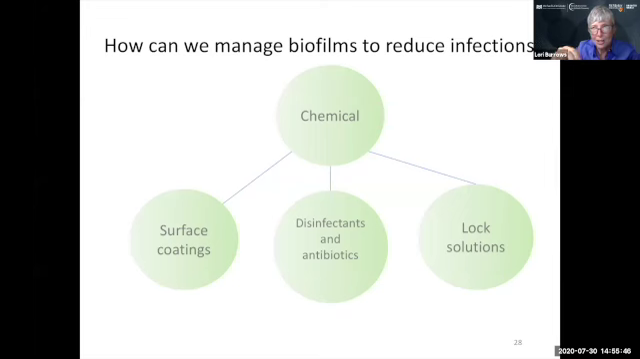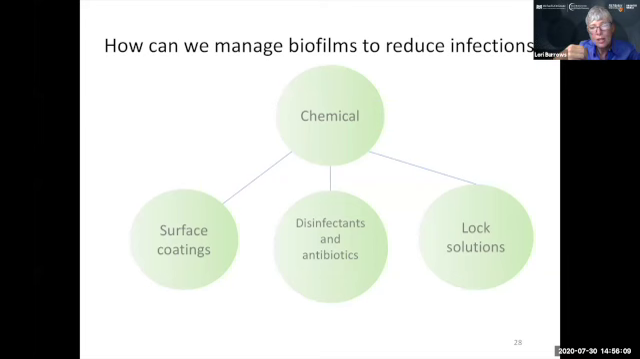And that is because no matter what you put on a surface, you will eventually get coverage of that thing with what is called a conditioning film. So if you put a clean medical device surface into a person, you are going to get all kinds of human molecules deposited on that surface, and bacteria will then adhere to those.